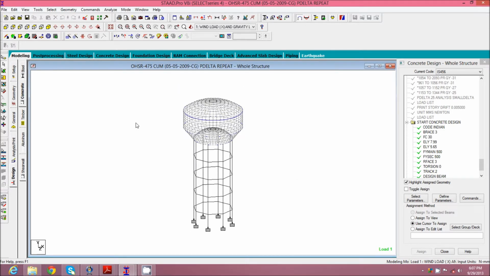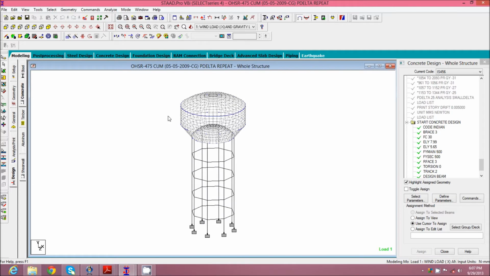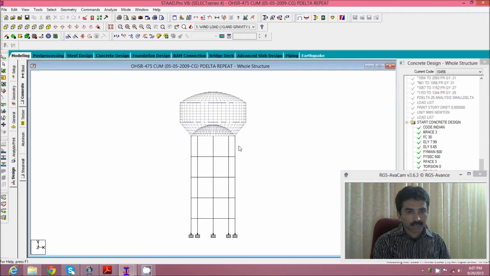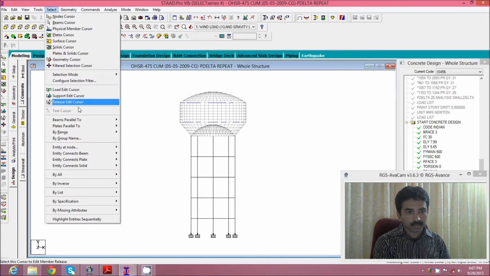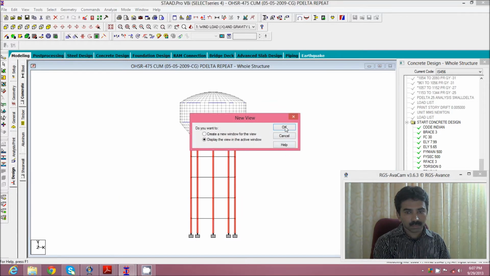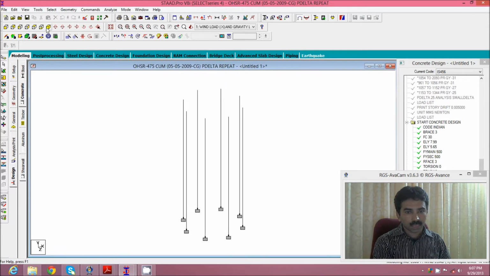Okay, now let's see the design part where we have to give certain values in order to consider the slenderness effect in a more proper manner, because this particular column, I'll just select these columns only. Yeah, now these are the columns.